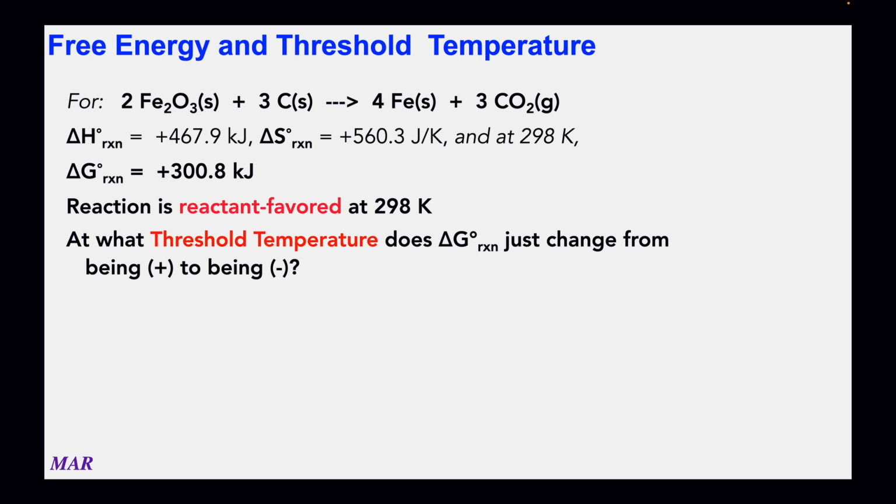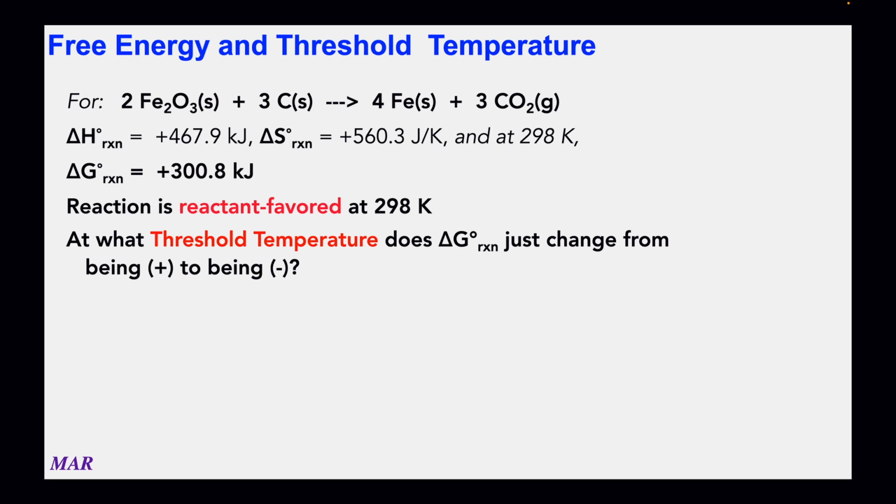Now, positive delta Gs mean this reaction is reactant favored at room temperature. And that means this reaction will not occur, all right? It's not going to happen at room temperature. However, let's say you have a lot of iron(III) oxide and carbon sitting around, and you'd love to make it happen. You'd love to turn it into iron and carbon dioxide.